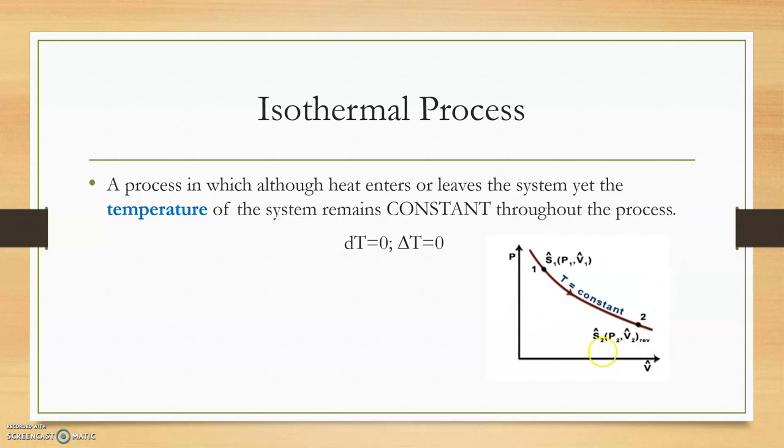If we see in this image or in a graph, in the initial stage, stage 1, the variables are P1 and V1. And in the final stage or stage 2, the state variables are P2 and V2. But throughout this process, temperature is constant. Such type of processes are called isothermal process. Change in temperature is considered to be 0. There is no change in the temperature throughout the process.